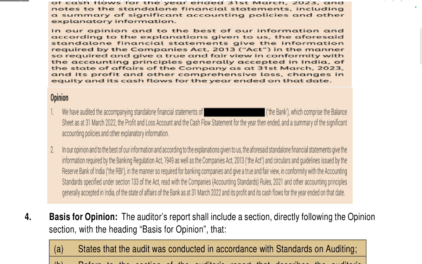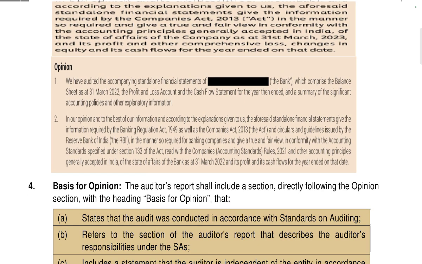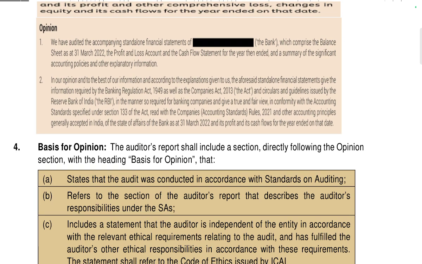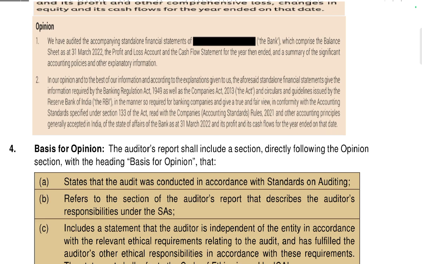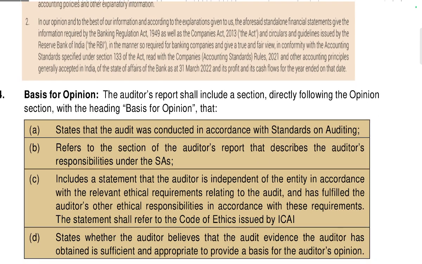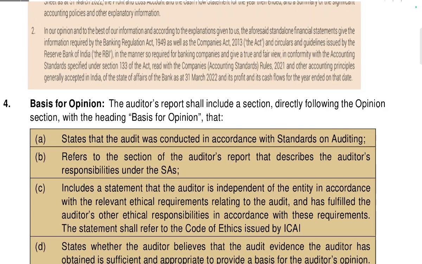The profit and other comprehensive loss, changes in equity and cash flows for the year ended on that date. In the case of a banking company, our opinion is based on the information and explanations given: the financial statements give information as per the Banking Regulation Act 1949 and the Companies Act, along with the guidelines issued by the Reserve Bank of India, in the manner so required for banking companies, and give a true and fair view in conformity with the accounting standards specified under Section 133 of the Act read with the Companies Rules 2021 and other accounting principles generally accepted in India, of the state of affairs of the bank as at 31st March and its profit and cash flows for the year.